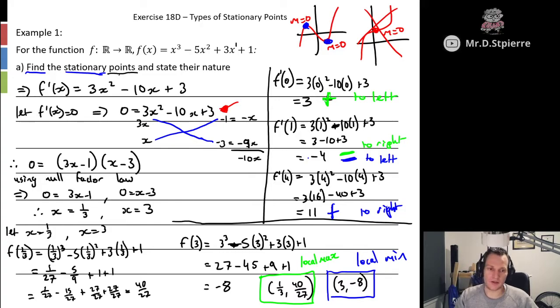But if you didn't recognize it, or it was some polynomial that you weren't used to, or even not a polynomial, we can still use this strategy when it's not a polynomial. We could use it for trigonometric functions. We could use it for any type of function. Check the gradient to the left of the stationary point. Check the gradient to the right of the stationary point. That'll tell you what type of stationary point it is.